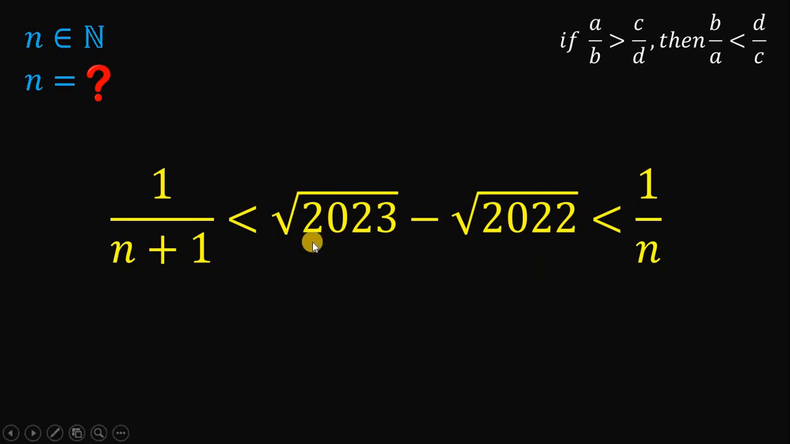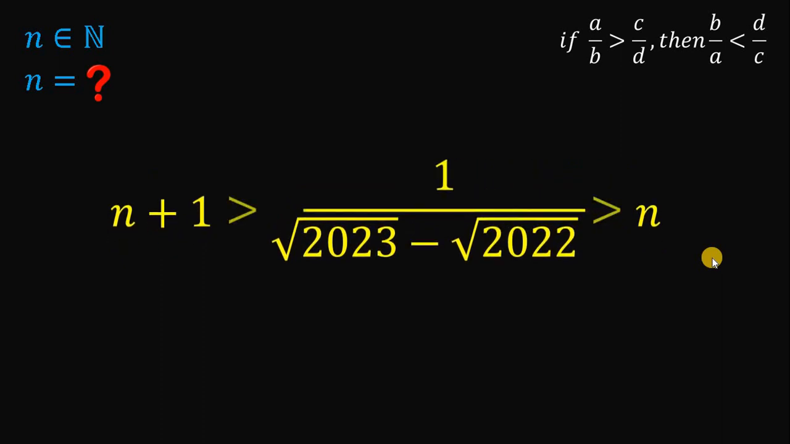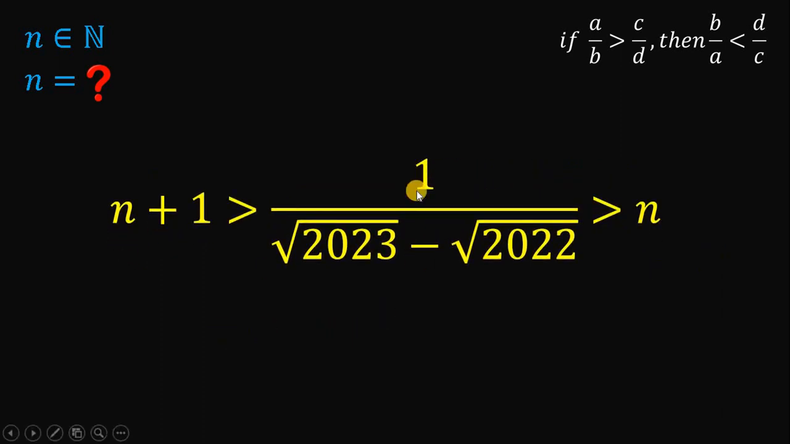So, let's take the reciprocal of each of these terms, like this. Therefore, we have 1 over square root of 2023 minus square root of 2022 must be less than n plus 1, and that is greater than n.